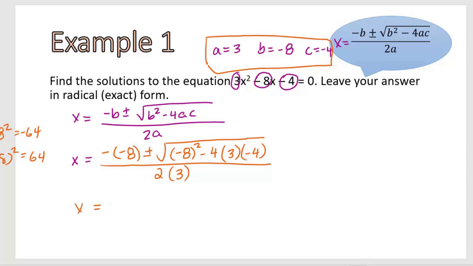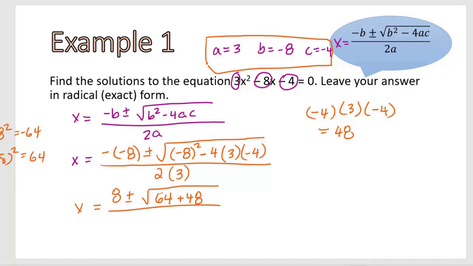All right, so x is equal to negative times negative 8, so negative 1 times negative 8, or positive 8, plus or minus the square root of 64, minus 4 times 3 times negative 4. We have two negatives, and that gives us a positive value. 4 times 3 times 4 is 48. So negative 4 times 3 times negative 4 is positive 48. And all of that is divided by 2 times 3, or by 6.